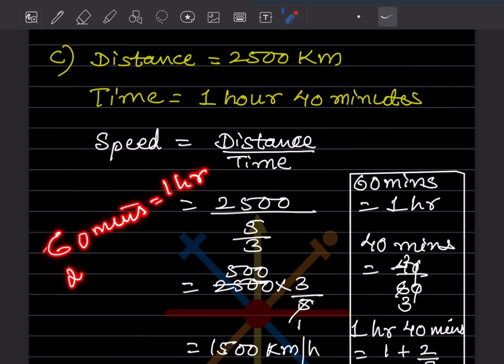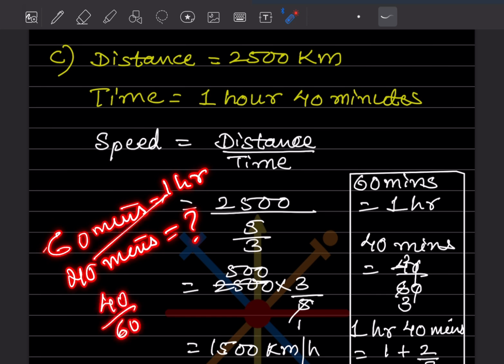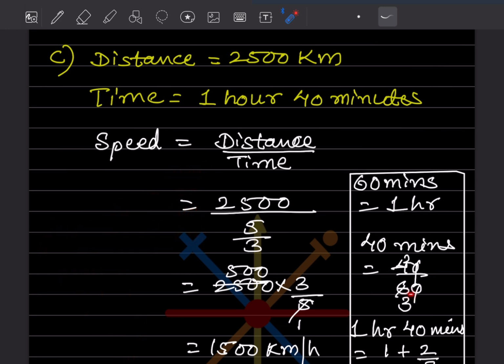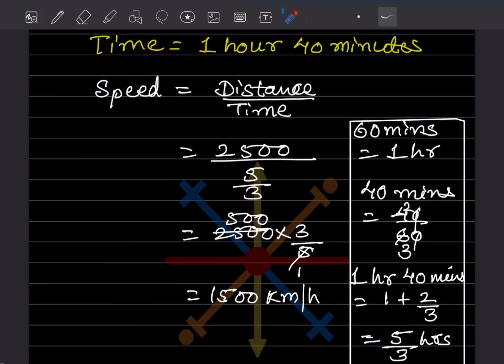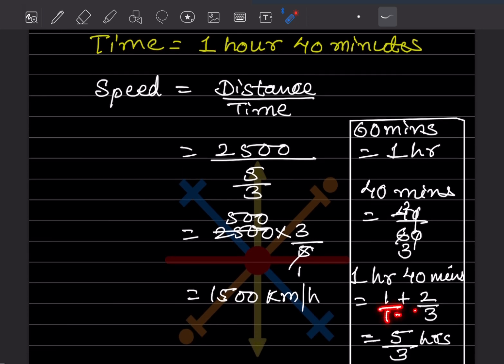So for 40 minutes, below this you will write minutes. So that will be 40 by 60. So this and this get cancelled. So this will be 2, 2 2s are 4 and 2 3s are 6. So that is going to be 2 by 3. So this one will be 1 hour plus 2 by 3. So when you cross multiply, this should be multiplied by 3. So 3 plus 2, that will be 5 by 3 hours.